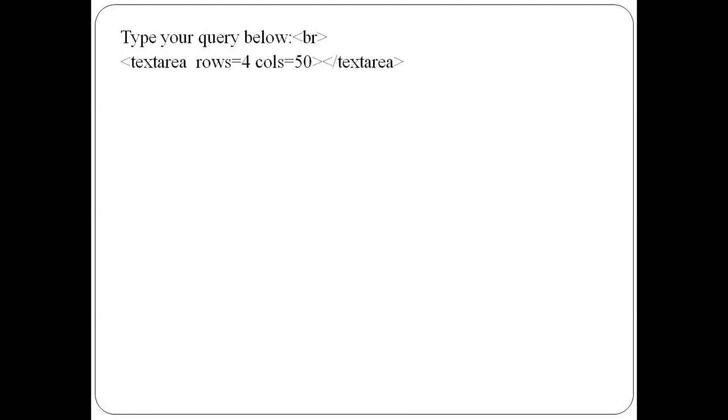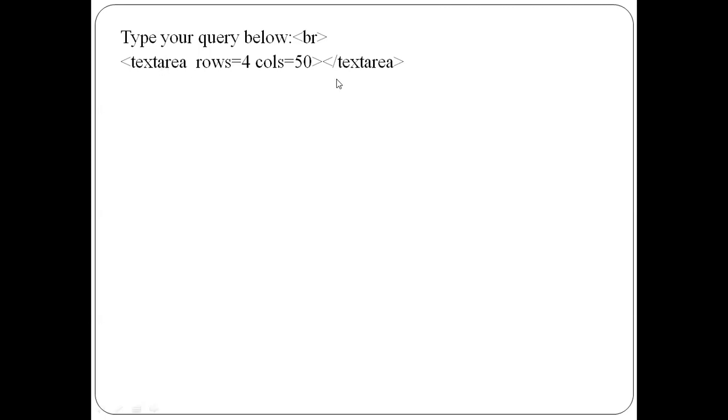Okay, here I am using text area tag. Text area tag defines a multi-line text input control. So what is the difference between text box and text area? Text box will allow user to enter single line input, whereas text area allows user to enter multi-line input.